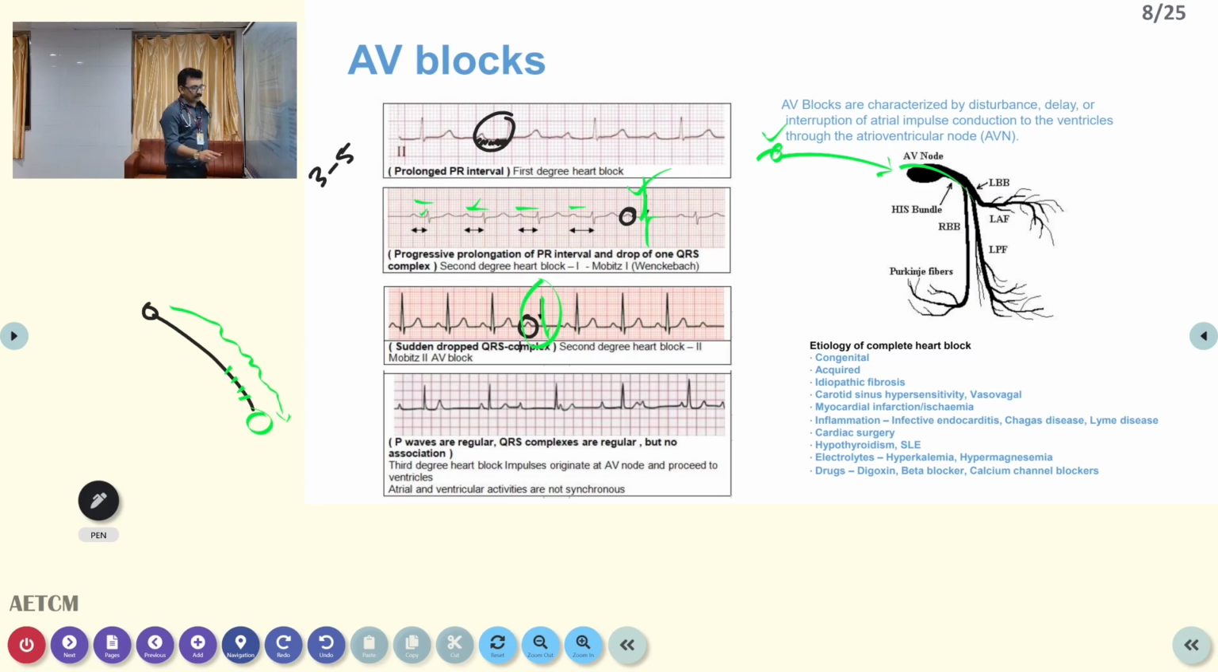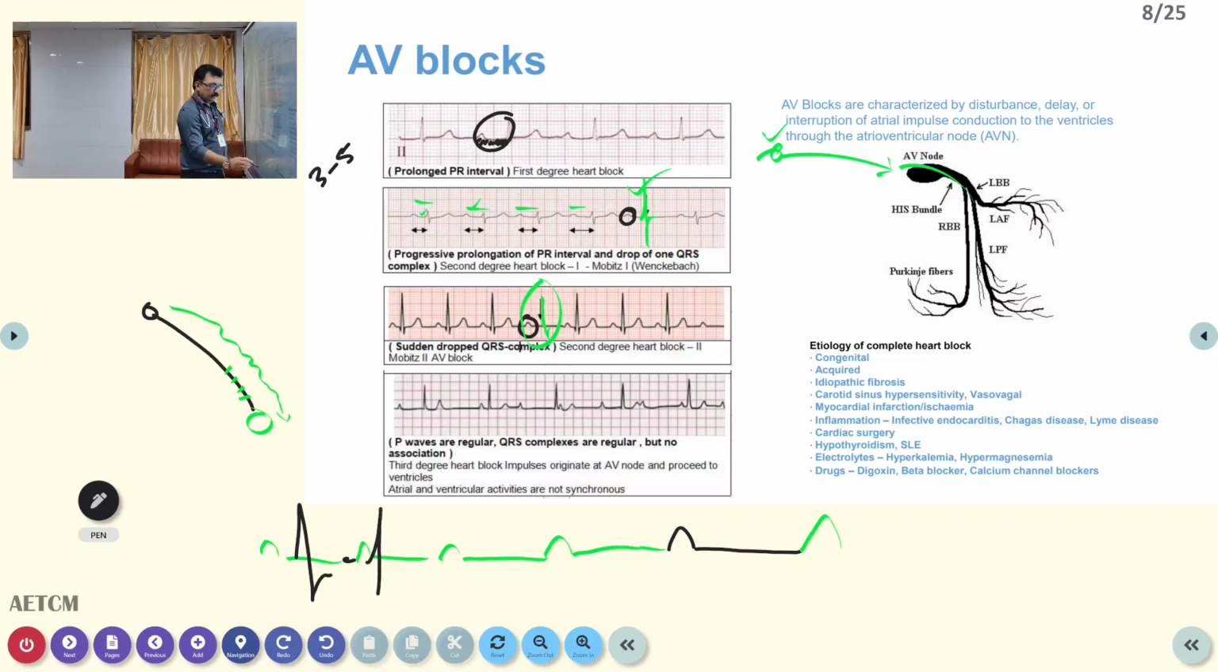You can see here, P waves are coming at their own rhythm, so they are regular actually. Normally after a P wave, you should get a QRS complex. But what is happening? That is not coming. But the QRS complex is also coming regularly. But there is no actual association between the QRS complex and the P wave.